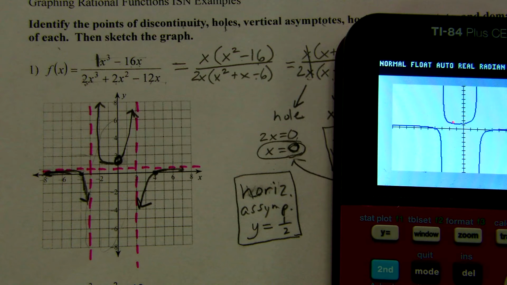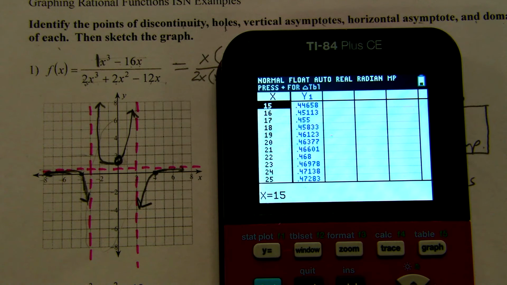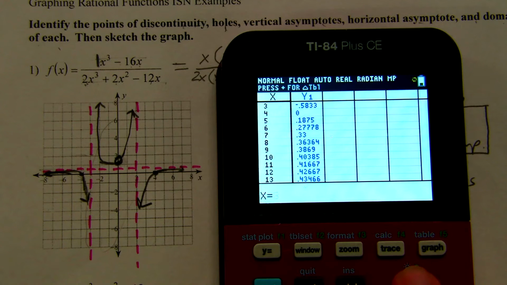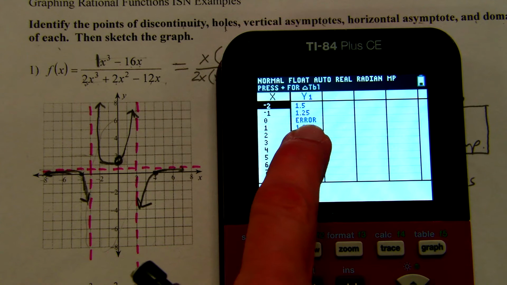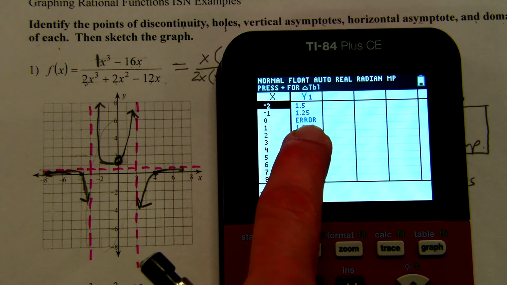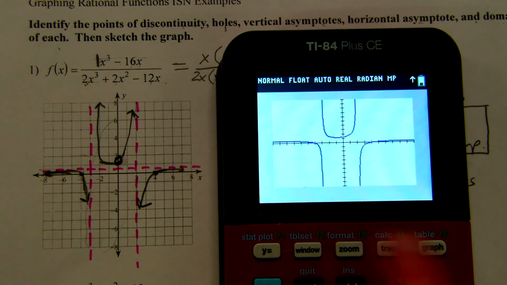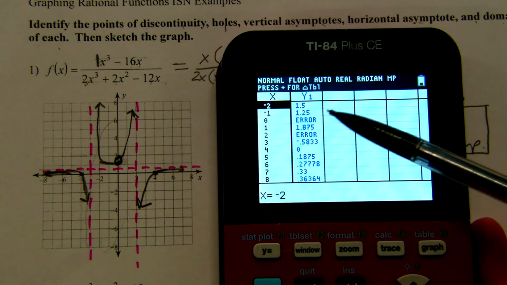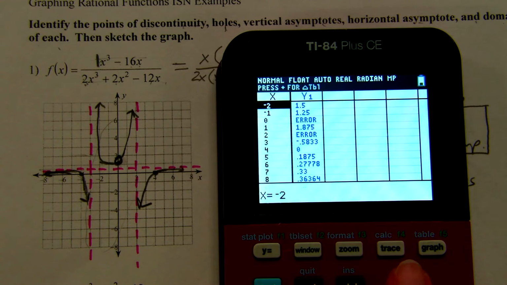Now, if you go into the table, if you do second graph and go into the table, you can tell at 0, it says error. Now, it doesn't tell you in the table if that's a hole or an asymptote, but you can kind of tell where the asymptotes are from over here. And so that's a little feature you can kind of use. And then where it hits 0, you know it's crossing the axes.